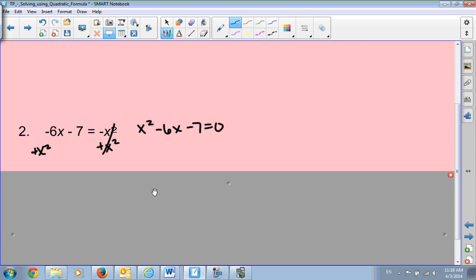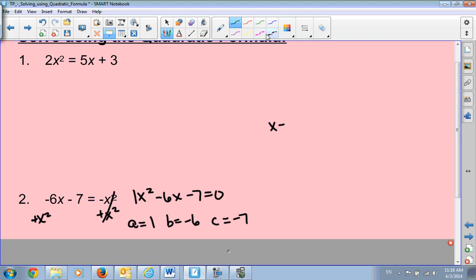Now let's list out our a, b, and c values. What is our a value? Don't say x squared. Your a, b, and c have to be numbers. What number is in front of the x squared? 1. An imaginary 1. What is your b value? Negative 6. What is your c value? Negative 7. Awesome.